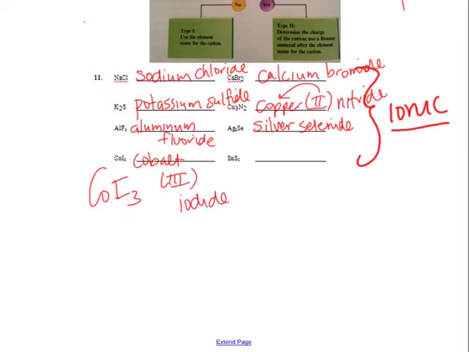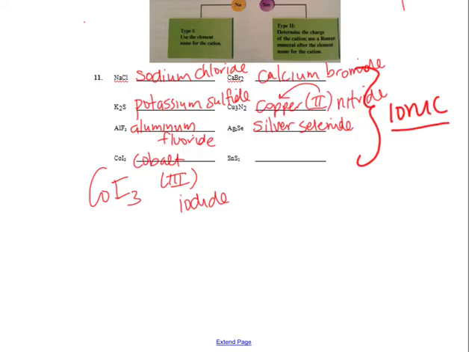Now, you're not going to get sympathy from me this year. Sometimes I'd let it slide if you had silver and you wrote silver 1. I was like, oh, okay, whatever. Not this year. If it only has one oxidation state or one charge, you are not to put down these Roman numerals. Okay, it's only when they have multiple ones. I can't let that slide this year.